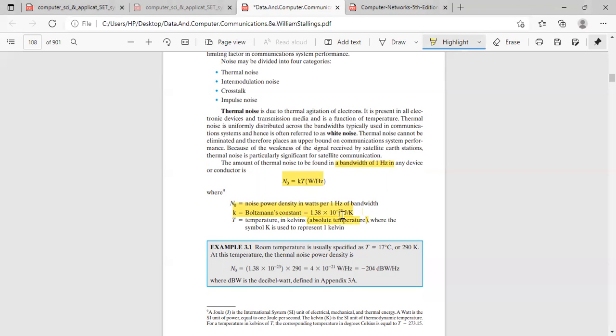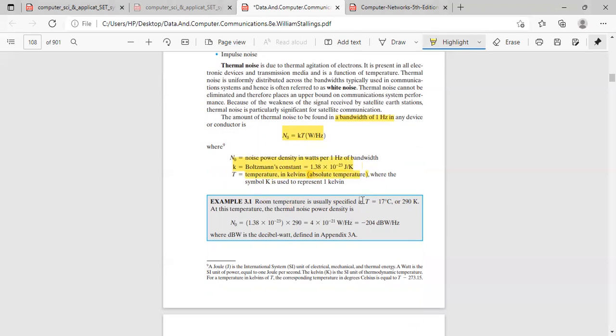You can substitute this constant in the place of K. And what is T? T is the temperature in kelvins, and it is given in the problem. See, you can work out this problem. They have given T is equal to 17 degrees centigrade or 290 Kelvin, in terms of both Kelvin and centigrade.